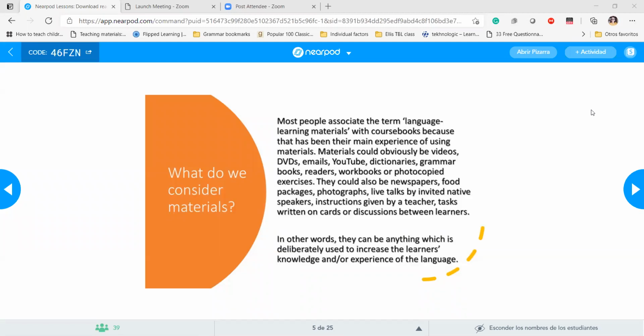So I can take a movie, and even if this movie is not oriented to teaching languages, it doesn't matter. I can take a part, an extract or an excerpt of a video, of a series, of a movie, of whatever. But the point is that the resource or material that I choose has to have this aim: to increase the learner's knowledge and/or experience of the language. And that's very important.